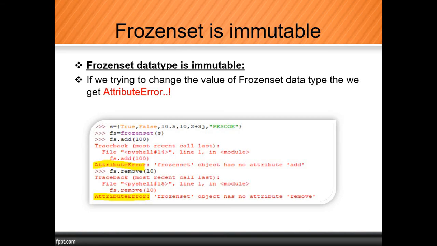So frozen set is immutable. If you try to change the value of the frozen set data type, then we get the attribute error, not a type error. Make a note of that. And if someone asks what kind of attribute error it is, we can say the function is not defined inside the frozen set. If they ask which function, we need to specify add and remove. That's why it shows the attribute error, because the attribute is not found. The frozen set object has no attribute remove, so since the attribute is not there inside it, that is why the attribute error is coming. Okay, remember this.